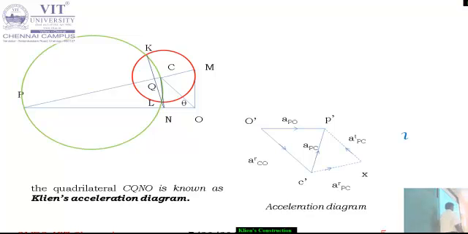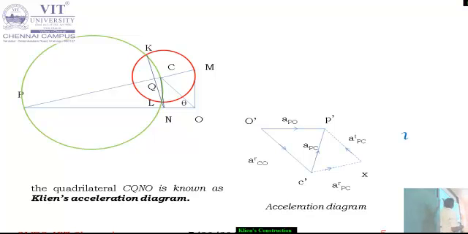Again you use the same ratio principle. O dash C dash divided by OC should be equal to C dash X divided by CQ, should be equal to X P dash divided by QN, should be equal to O dash P dash divided by NO, should be equal to a constant. The constant may be omega square. So we know the omega square, and you know all other unknown values. Known values you can calculate from the diagram itself. We can get omega squared as a constant there.